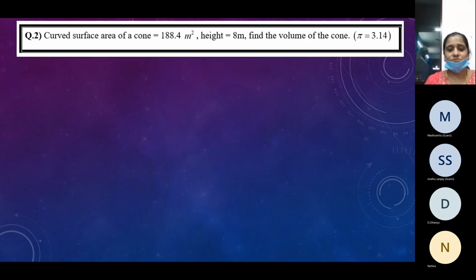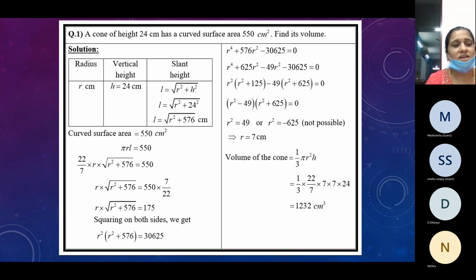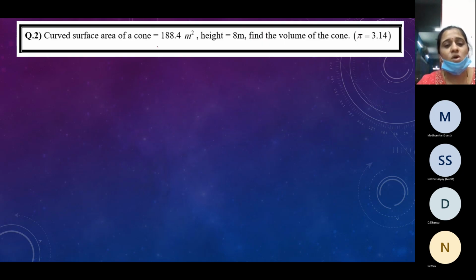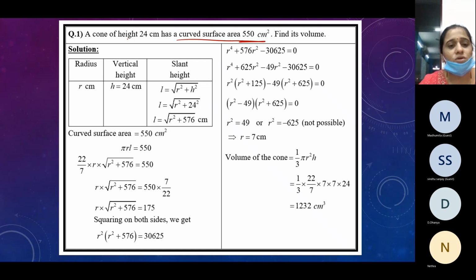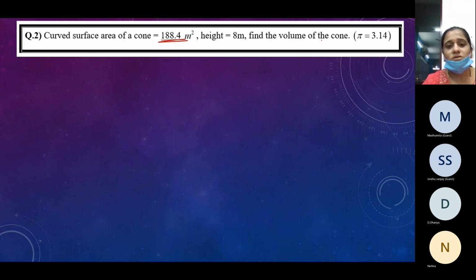So this is the second one. CSA is given, height is given. Again, a similar situation to the earlier one. You need to find the volume of the cone. Exactly this one. CSA is given as 550. Here CSA is 188.4. And here height is 24, and we have to find the volume. Here height is 8, and we'll have to find the volume.